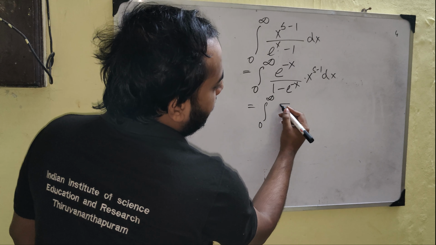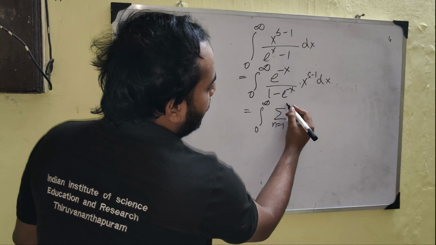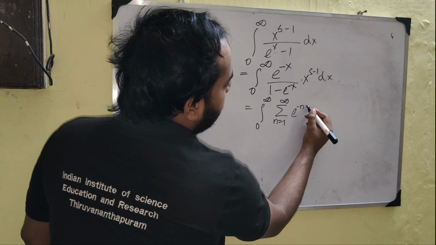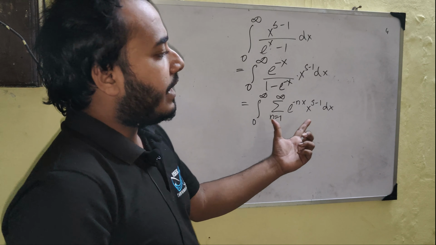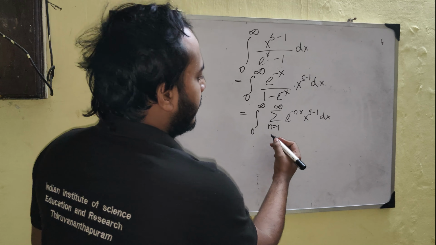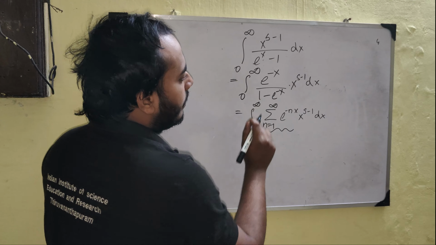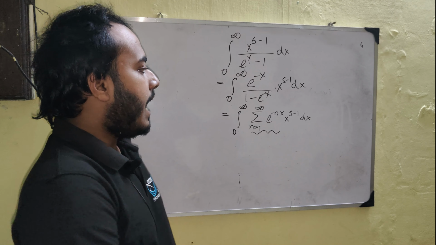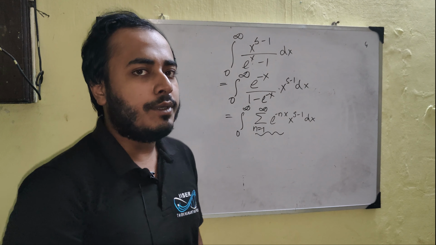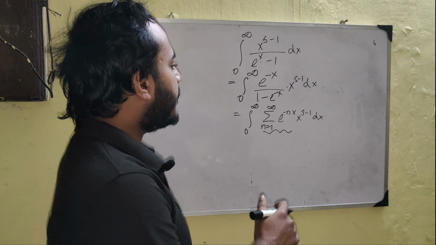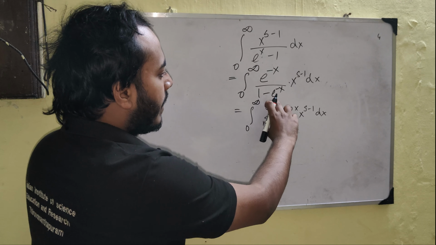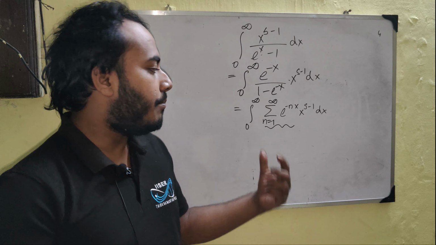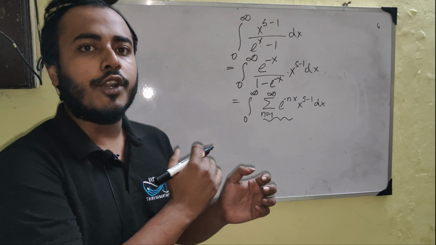0 to infinity summation n equals to 1 to infinity e to the power minus nx, and then x to the power s minus 1 dx. We can do this, right? Because this series here is exactly equal to this part here. And once you have done that, using Fubini's theorem, search it up. It's a theorem which allows you, wherever suitable, to exchange the infinite sum and the infinite integral, the improper integral, and you can switch the order of them.